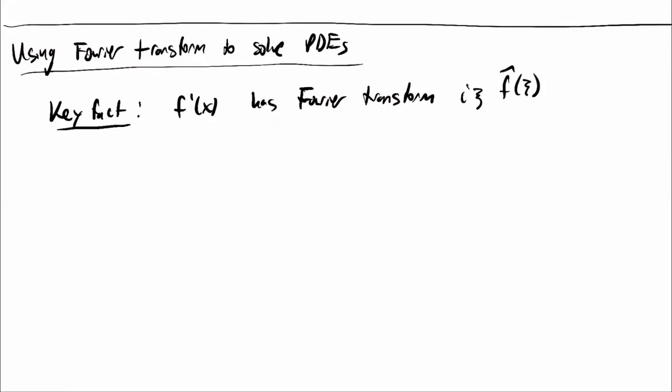Well, let's say I take the second derivative then. Let's say I look at f prime prime of x. Well, this is the derivative of f prime. And so if I take the Fourier transform, I'm just taking the derivative twice, and so I'm just going to be applying this rule twice.